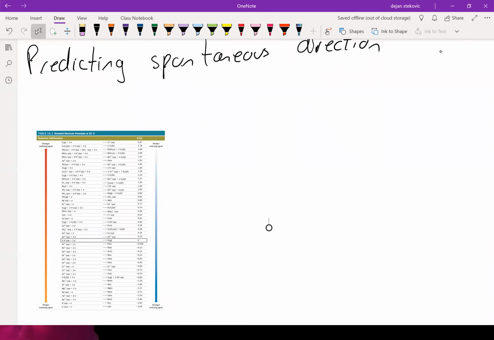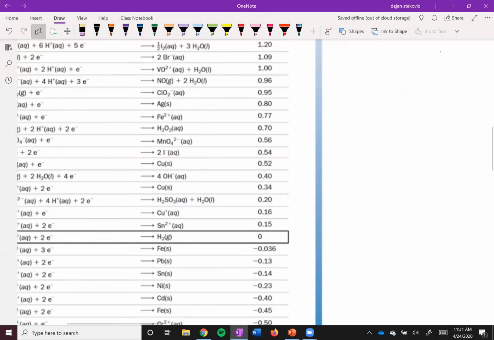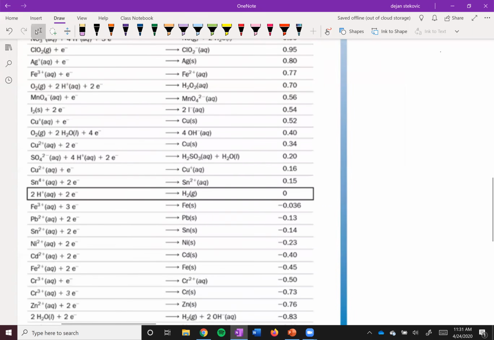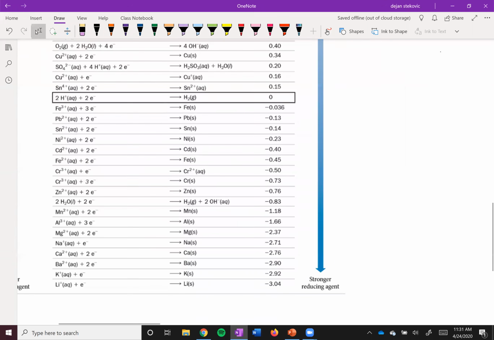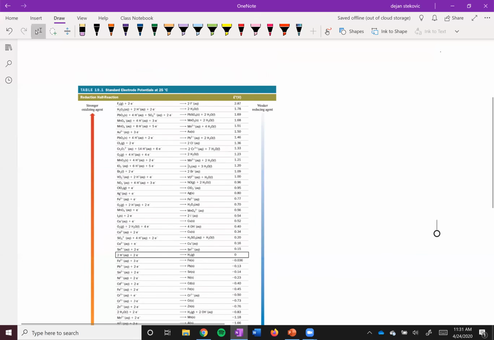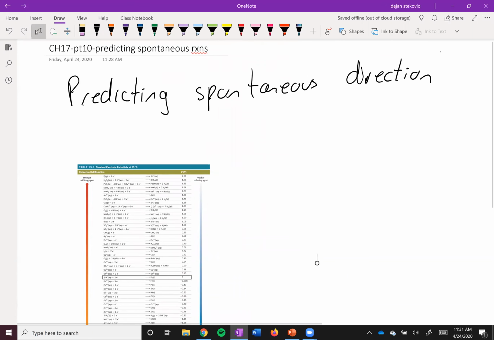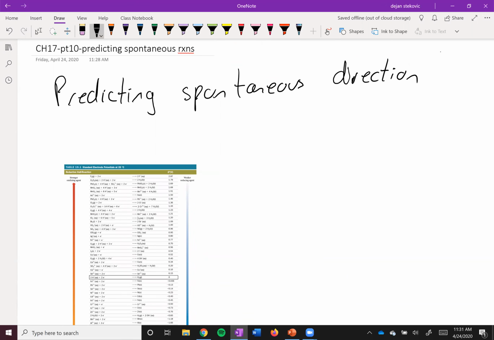One thing that you're going to notice about this table is that it's always written as reduction. You can see everything here on the left side, from left to right, is being reduced. That's not necessarily the way it's going to happen in the reaction. It's just by convention, we always write it as being reduced. So, tables are always written as reduction.